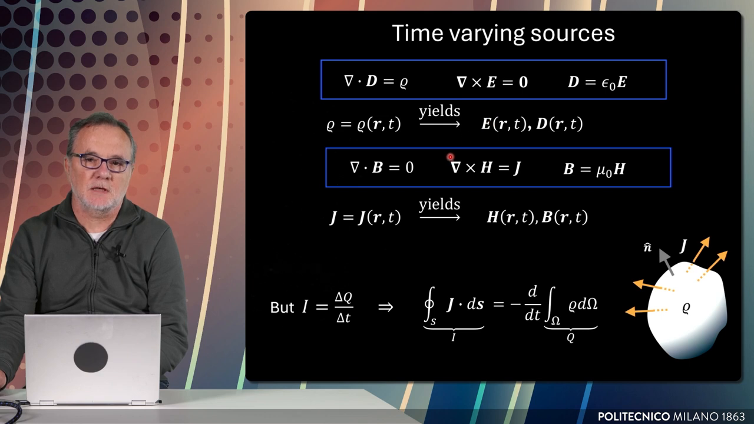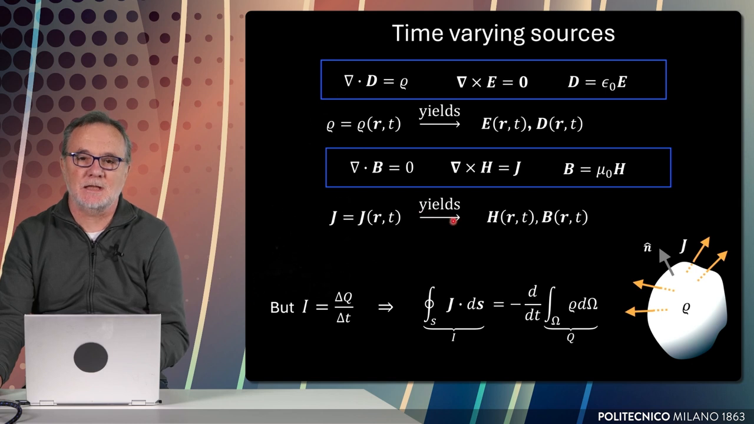Similarly, the equations of magnetostatics that are summarized here in microscopic form: the divergence of B, the magnetic induction, is 0. The curl of H, the magnetic field, equals the current density, J, and the relationship between B and H in free space, B equals mu naught times H. In the presence of time-varying currents, this yields time-varying magnetic induction and magnetic field.